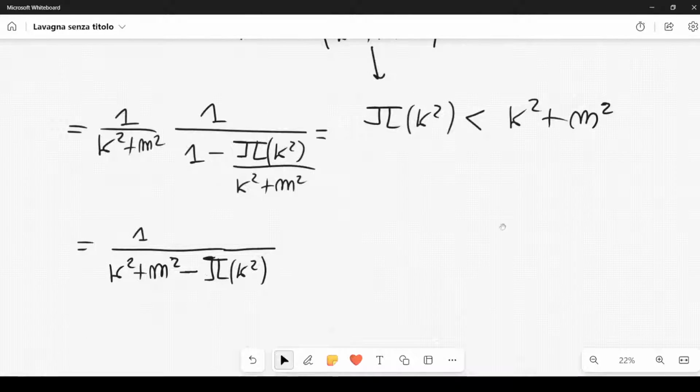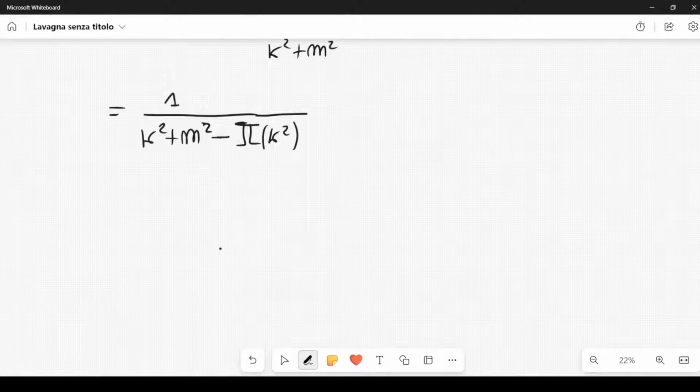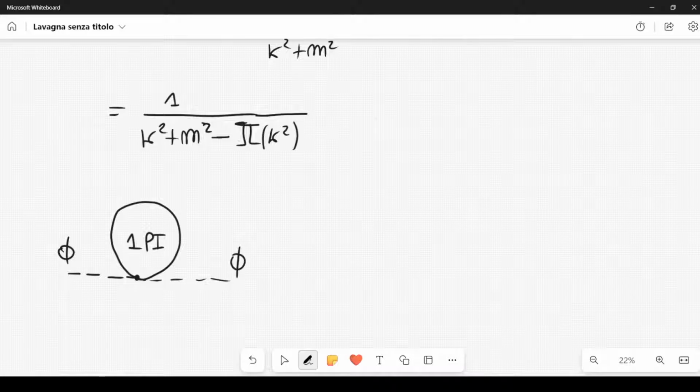Now let's dig deeper into the significance of pi of k squared. Pi of k squared is known as the self-energy of the field. In perturbation theory, pi of k squared is given by, let me draw it like this. We have phi, then here we have 1PI, one particle irreducible, and then we have phi. So in computing the one particle irreducible graphs, the two powers of phi are treated as an external source.